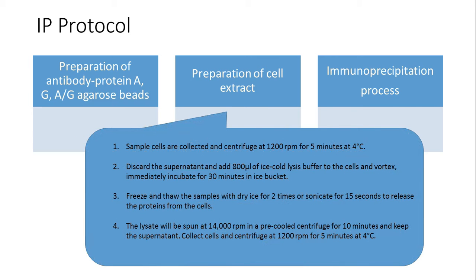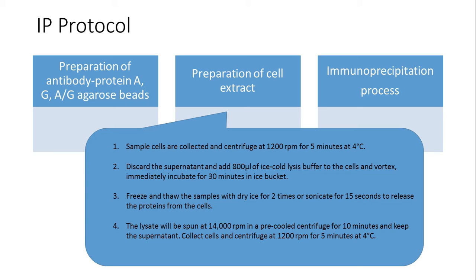Next protocol is the preparation of cell extract. Firstly, the sample cells are collected and centrifuged for 5 minutes at 4 degrees Celsius. Next, the supernatant will be discarded and ice cold lysis buffer will be added immediately to the cells and vortexed again. Then immediately incubate it for 30 minutes in an ice bucket.